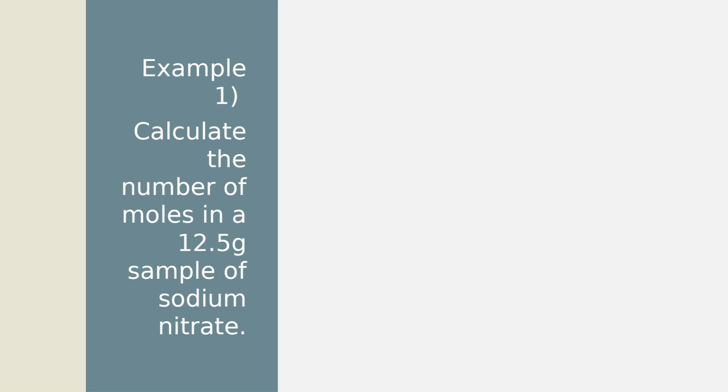So let's do some practice problems here, calculating masses and moles when we don't have exactly 1 mole of a substance. So here it says to calculate the number of moles in a 12.5 gram sample of sodium nitrate. So I know that my actual mass equals 12.5 grams. And they don't tell me the molar mass of sodium nitrate. They want us to calculate moles, and they don't give us molar mass.